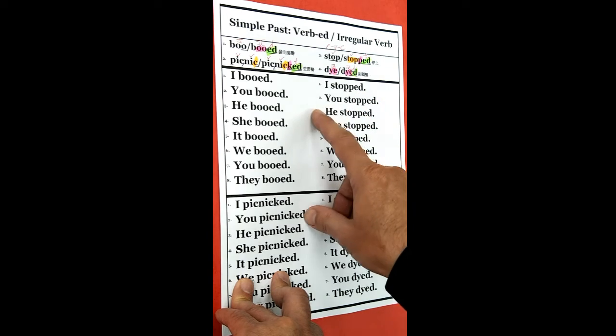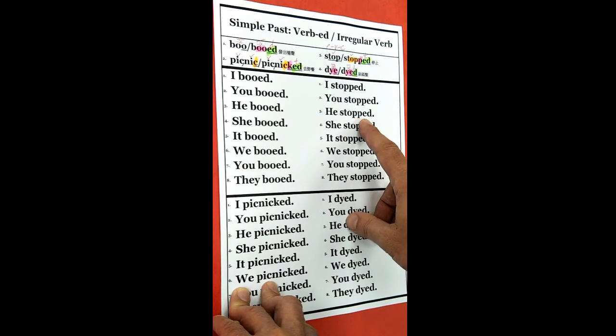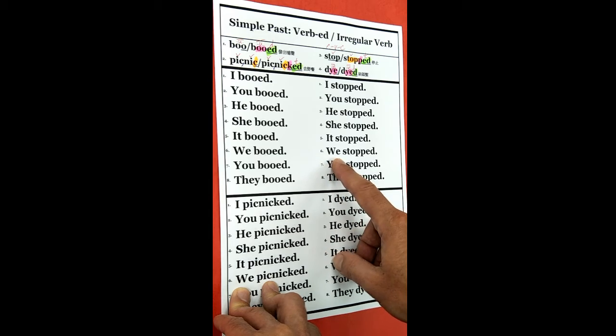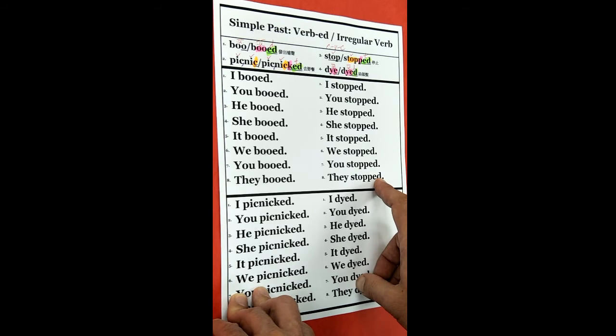1, I stopped. 2, you stopped. 3, he stopped. 4, she stopped. 5, it stopped. 6, we stopped. 7, you stopped. 8, they stopped.